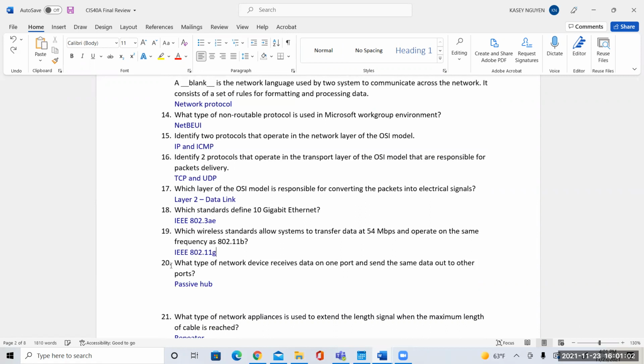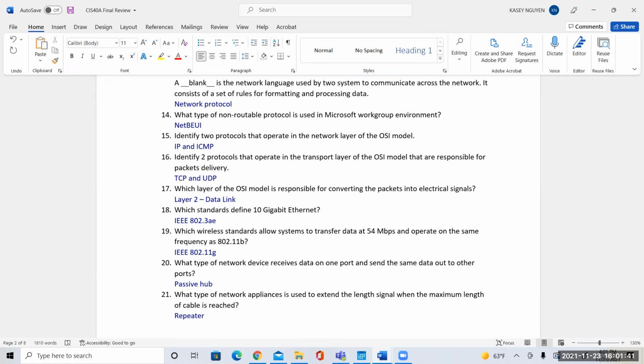20. What type of network device receives data on one port and sends the same data out to other ports? So when it broadcasts like this, that will be a hub, because the hub is not smart. It doesn't know where the destination is. It's kind of like you give me a present to give to someone, and I don't know who to give it to, so I announce it to everybody. I said, I have a present. I will give it to whoever claims it. Right? So that's what the hub does. It's a passive hub. It doesn't know which port, so it just sends it to everyone.